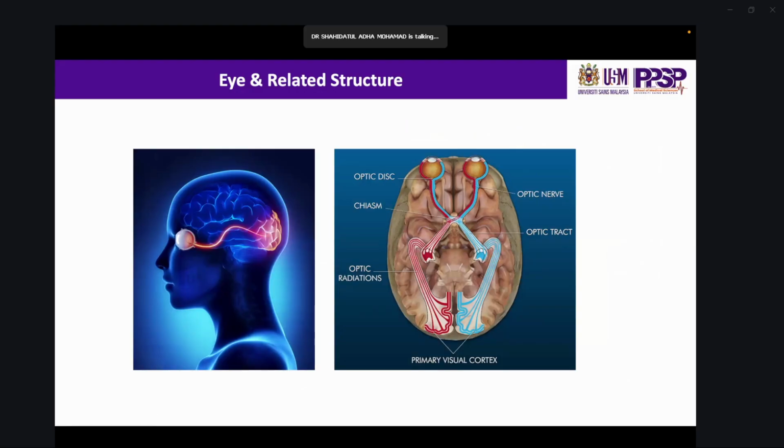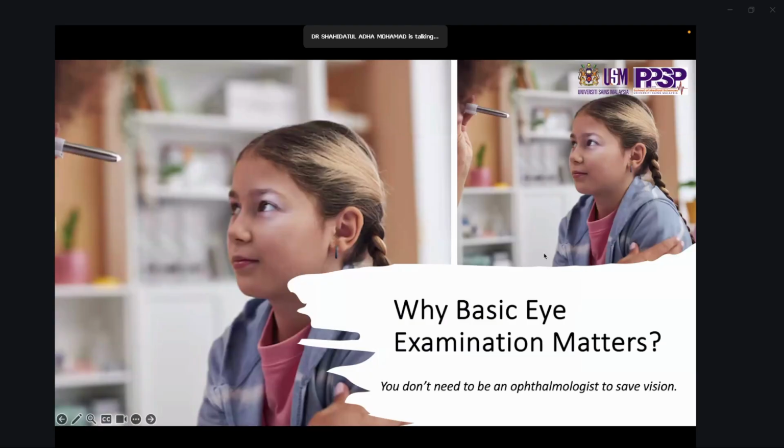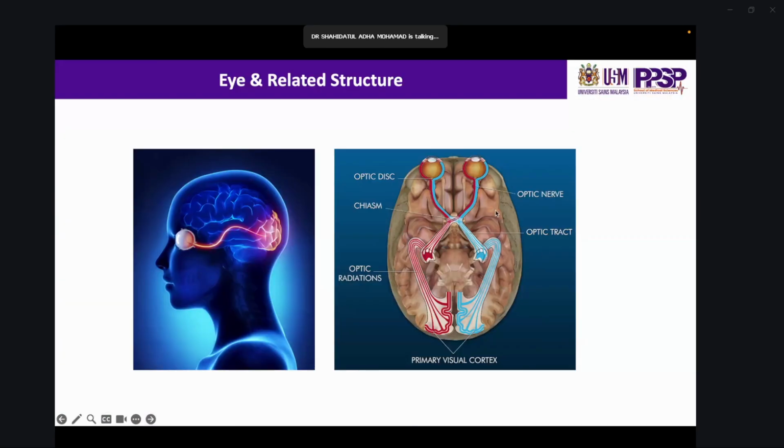And our eye is actually a continuation of the brain as well. So we cannot see without the connections between the eye and the optic nerve, which decussates into the optic tract and then goes to the radiations before they go to the occipital cortex.